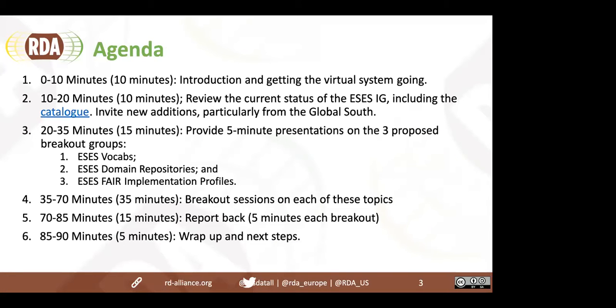So as I said, this is the introduction, and you'll notice, being the conservative, cynical person, I allowed 10 minutes to get the system going. We'll then review the catalogue. We'll have 5-minute presentations so that you'll know what's in each breakout and you can make your choice, then report back and wrap up with next steps.